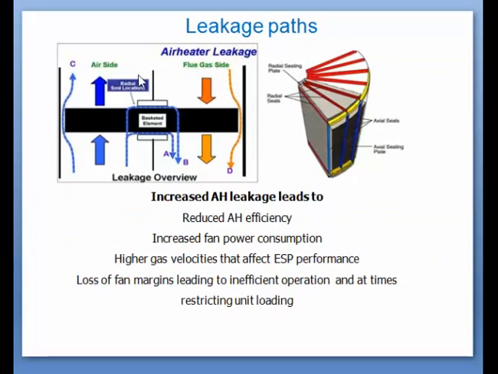So here you can see the leakage paths. One is between the rotor and the stationary part, that is the housing. Second is through the post seals, that is the rotor post seal. So there are three paths, A, B and C. These are basically the leakage paths.